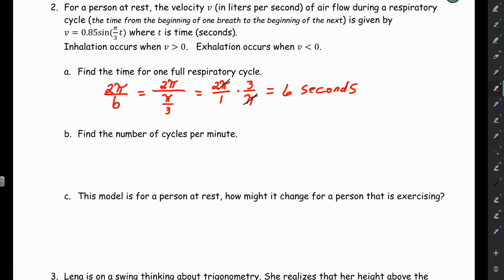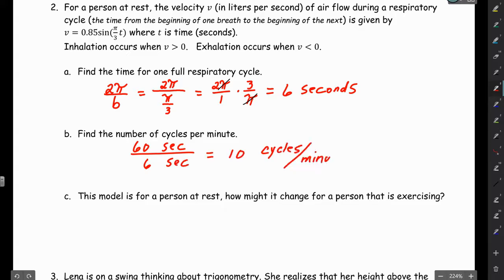Find the number of cycles per minute. Well, there's 60 seconds in a minute, and we know that one cycle takes 6 seconds. So that gives us 10 cycles per minute. This model is for a person at rest. How might it change for a person that is exercising? So if you're exercising, you're going to be breathing at a faster rate. So the period, the breathing cycle, is going to be shorter.